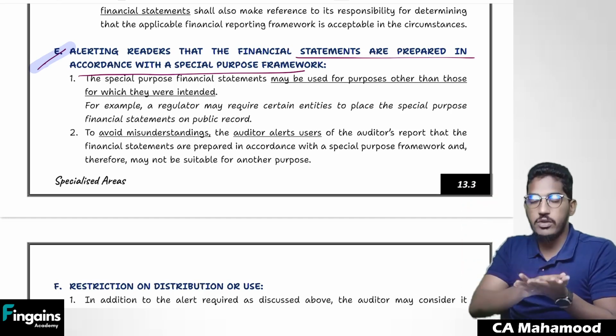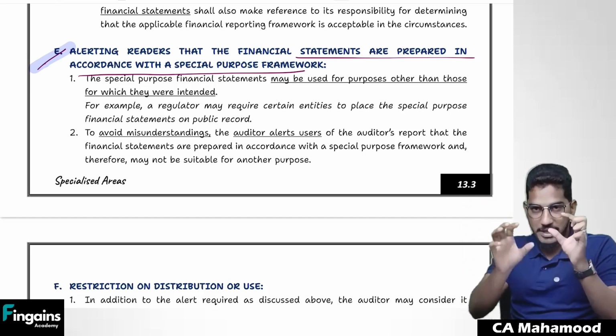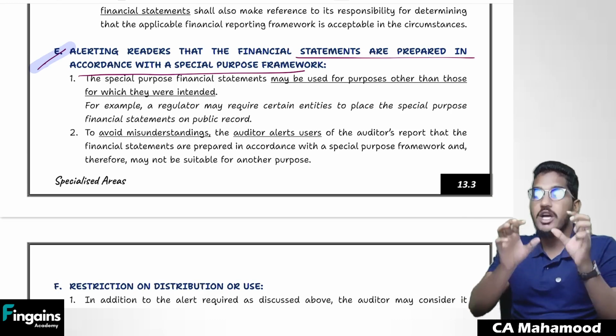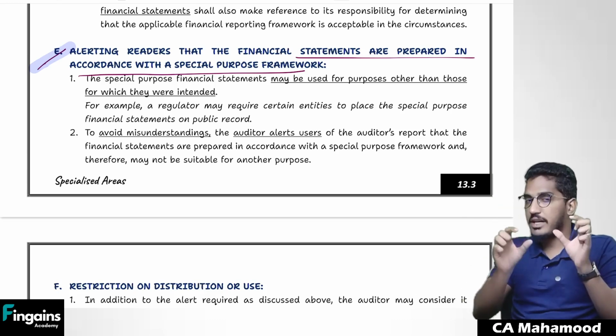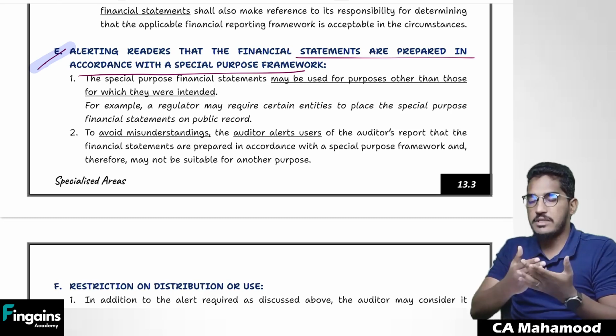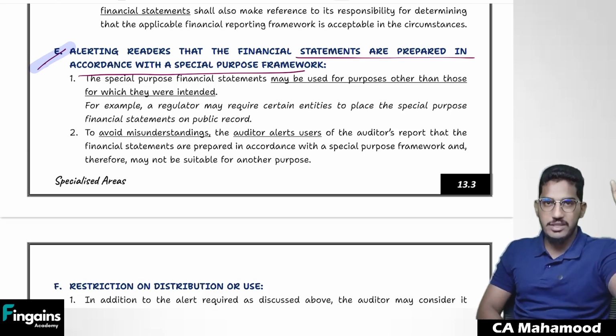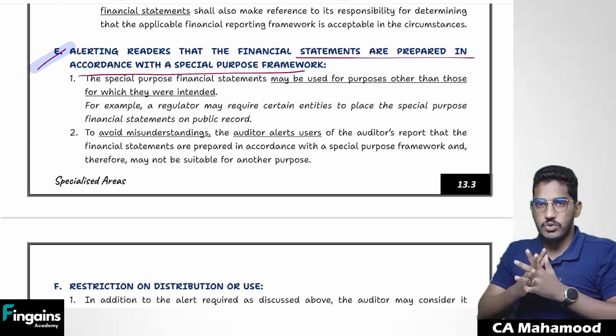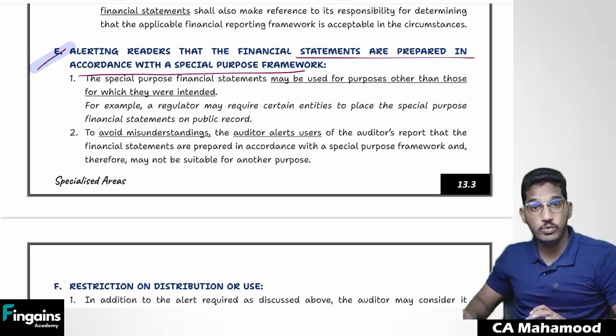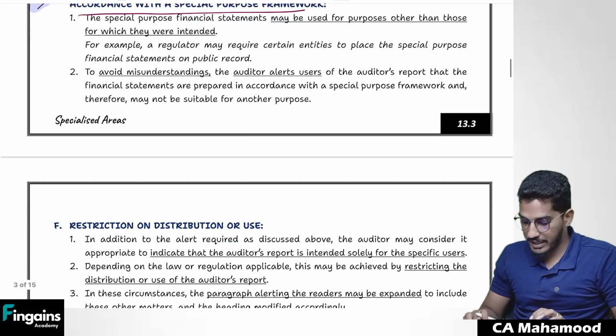So that's why in your audit report, specifically alert, if anybody is reading that special purpose report, you need to specifically mention somewhere there that these financial statements are for so and so purpose, for so and so users, only these persons should use, normal person should not use. You have to alert the readers. So that's what they try to say here.